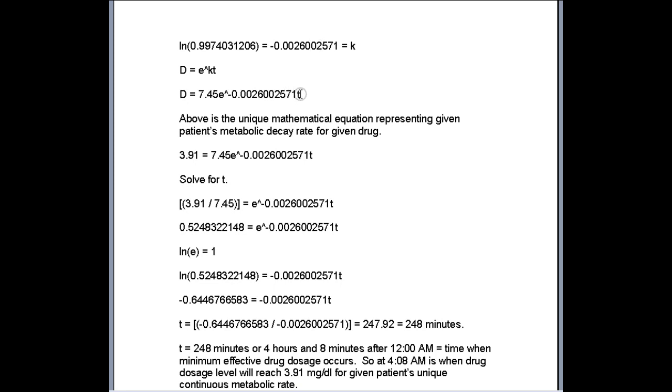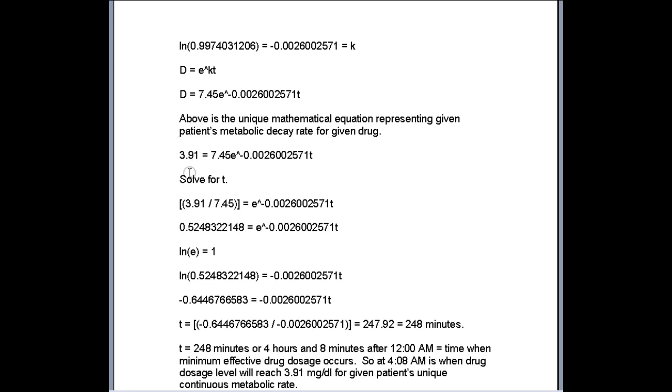Now we can enter in a value greater than 75 minutes to calculate the continuous metabolic function. Now we're going to get correct answers into the unknown. So the above is the unique mathematical equation representing the given patient's metabolic decay rate for a given drug right here.